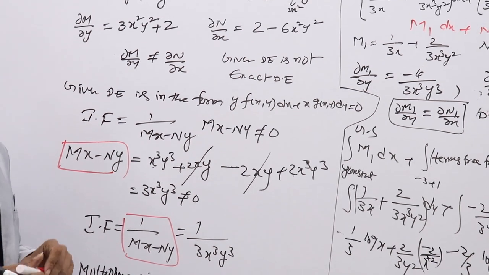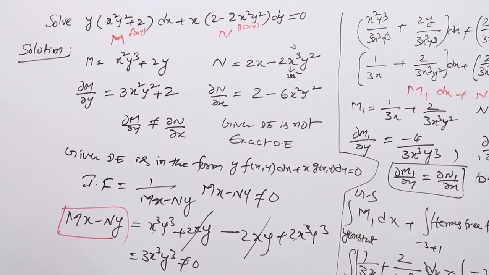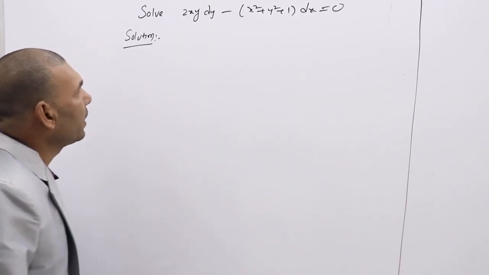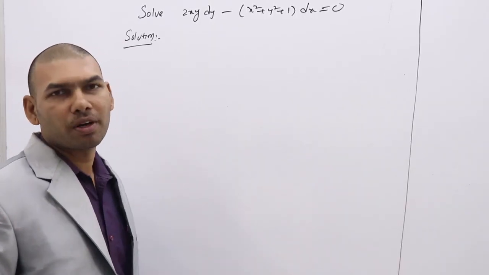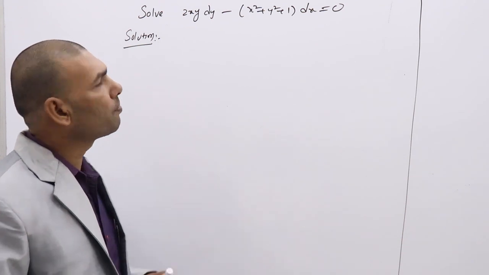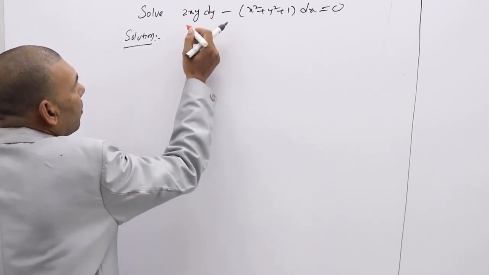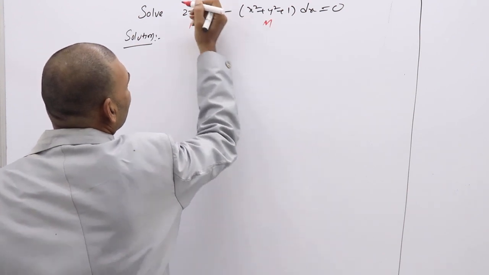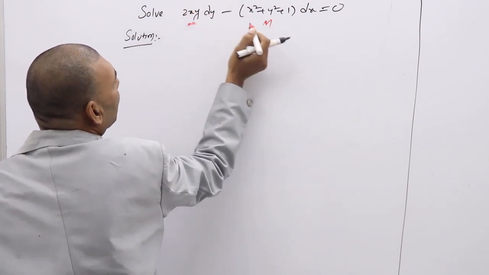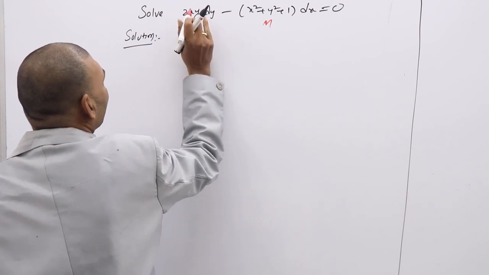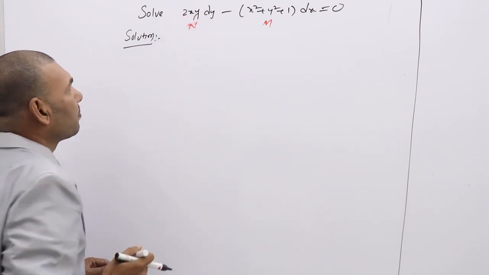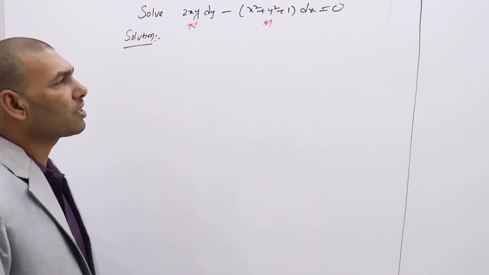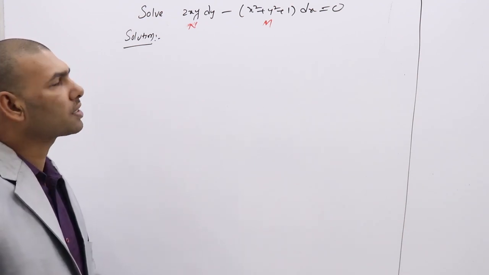Any doubts you may express anywhere. Solve 2xy dy minus (x square plus y square plus 1) dx. If you observe, this is in the form M dx plus N dy, where the dy coefficient is N.